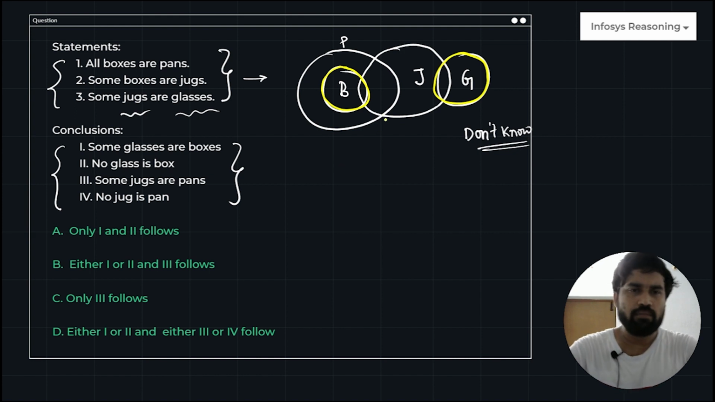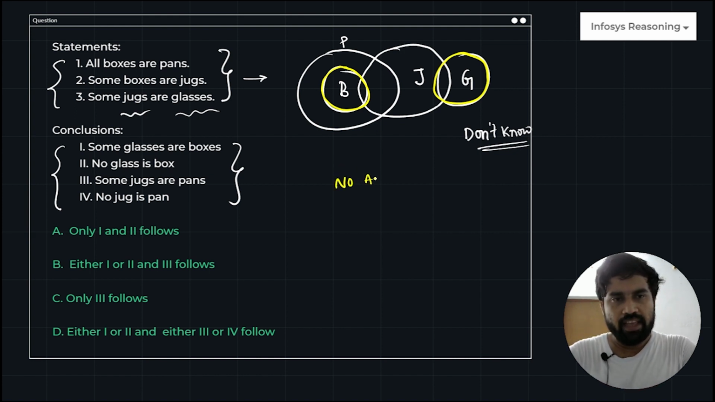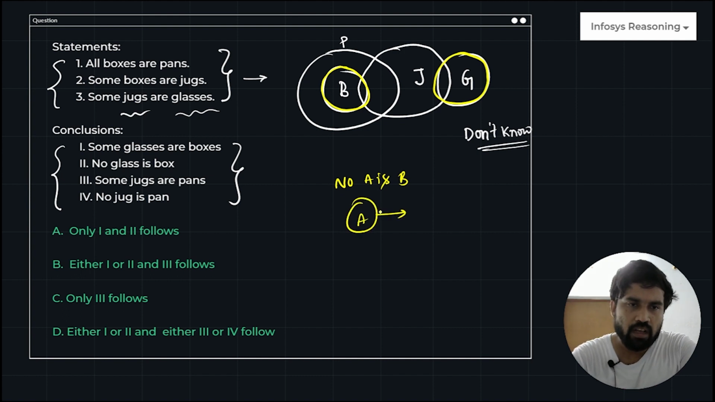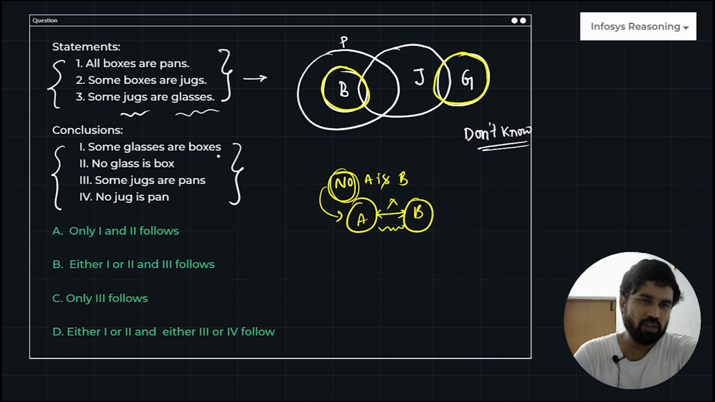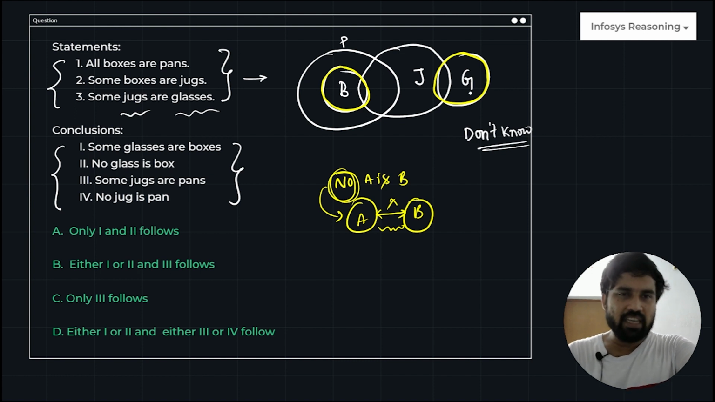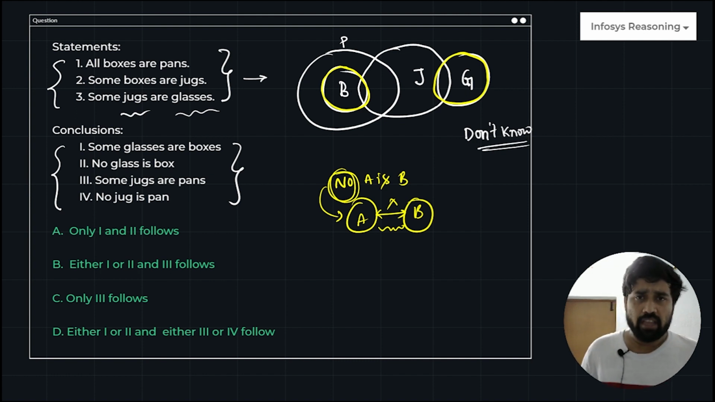But for example, no A is B. How I will draw the picture is nothing but A, some cross mark, then B. So if the representation of the cross mark is there, then only I will treat it as no relationship. So this is what you have to take care of. So just look at here, some glasses are boxes. So B is here, G is here. We don't know the relation between them. If you don't know the relation, any conclusion is wrong. Don't confuse yourself. Make it like this.